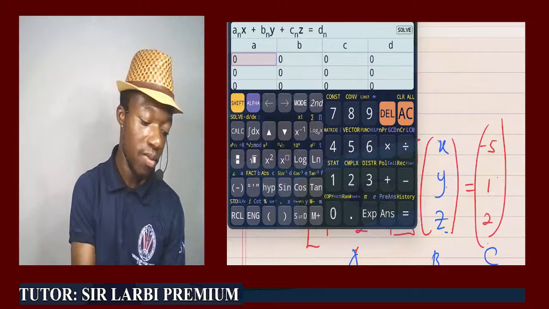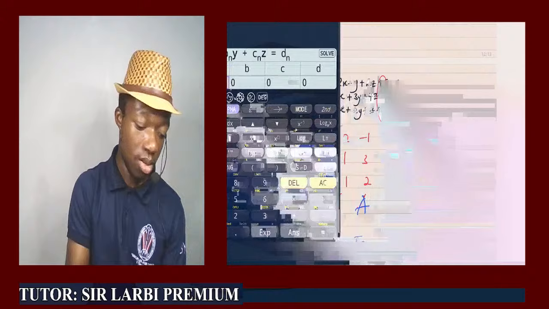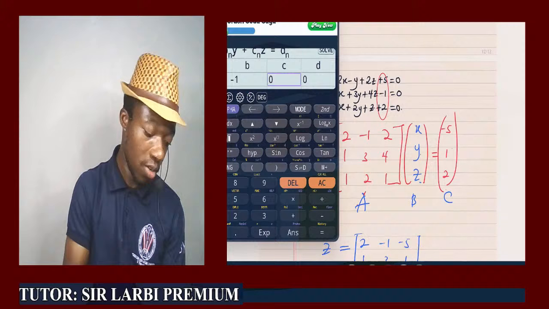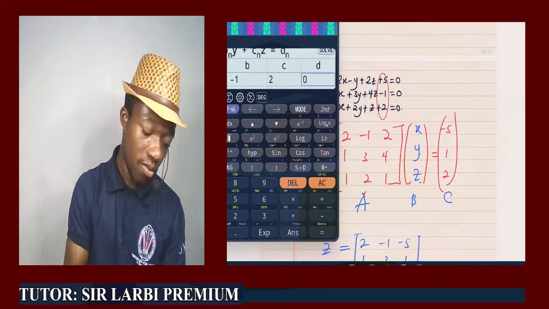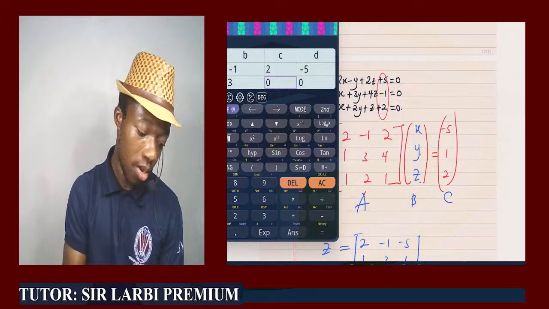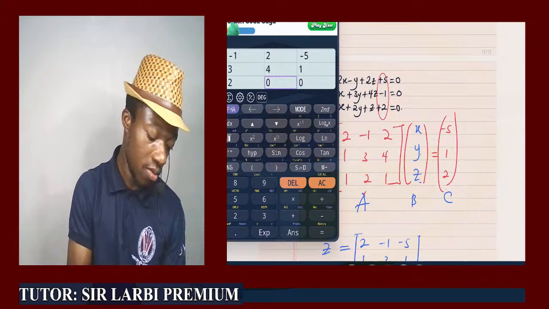So let me try to see if we can pull this up. Okay, let me reduce it so that you can see. So here we have the first equation, we have 2, negative 1, then 2, then negative 5, the constant. Then here too, we have 1, then 3, then 4. Then we have here positive 1, then 1, then 2, then 1, then negative 2.